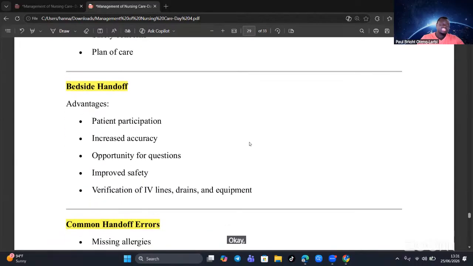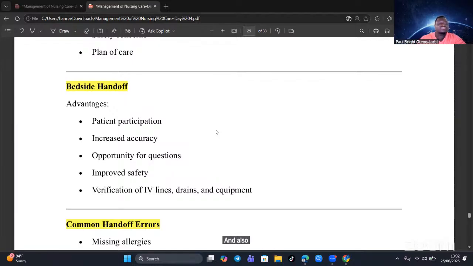Some people can do bedside, some people can do telephone handoff. But the best, which all nurse managers encourage, is what? Bedside handover or handoff. All nurse managers encourage bedside handover. What are the advantages? Sometimes it even allows the patient to participate in the handover. They can talk about it. It increases accuracy, it gives opportunities for questions and answers, and it improves safety.